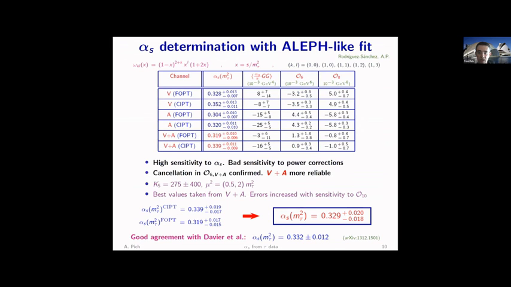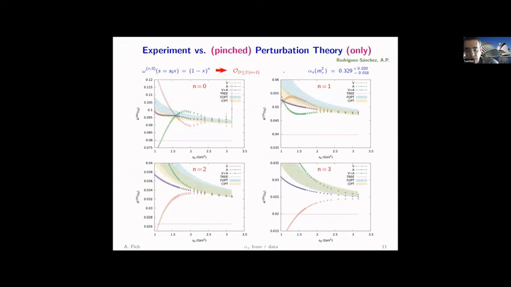Okay, I will not show other methods, but let me show tests which are not used in the determination of alpha s. They are just used as a consistency test. So what is shown here? Here you are taking different weight factors, (1 - x)^n, with n equals 0, 1, 2, and 3. That means from 0 pinching to quite a lot of pinching with n equal to 3.